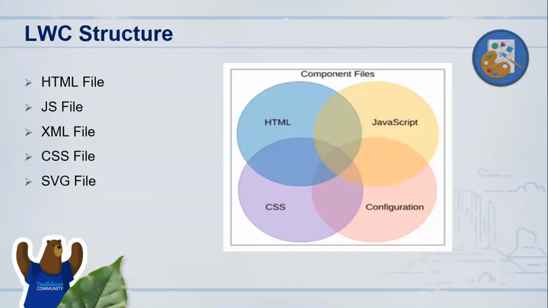And next, let's see about the structure of LWC. So these are the files. Once you create the LWC, these are the files that we can see in our component: HTML file, JS file, CSS file, XML file, and SVG file. Some of the files are created by default during the time of creation, and some of the files are created when required. So let's see one by one.